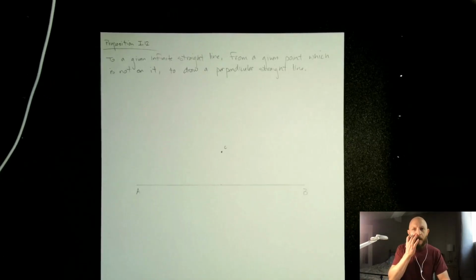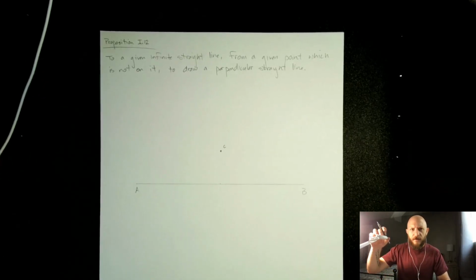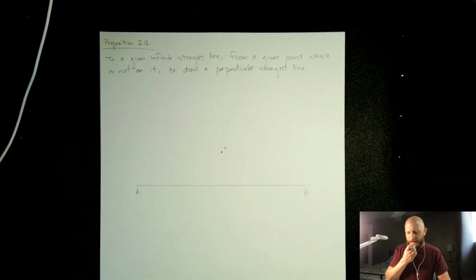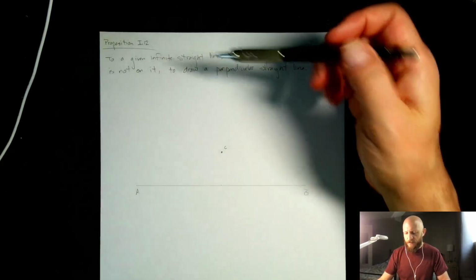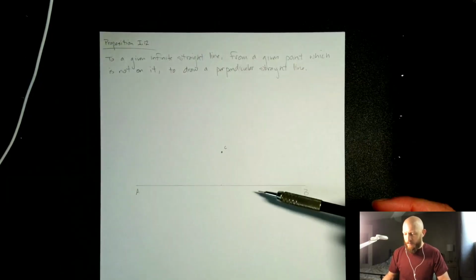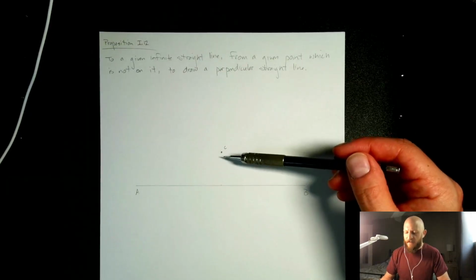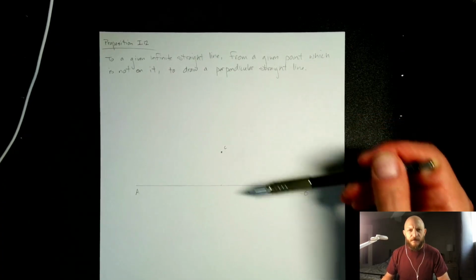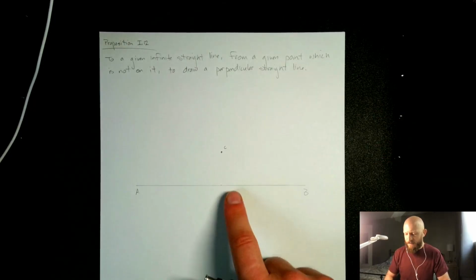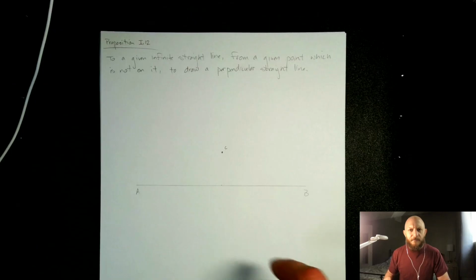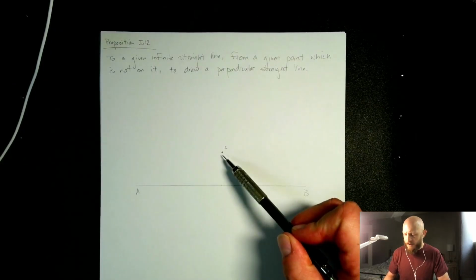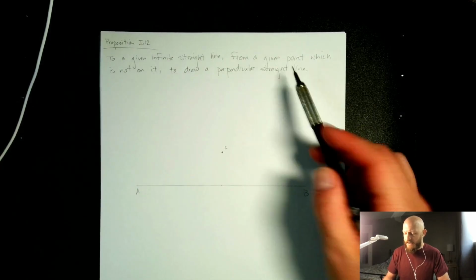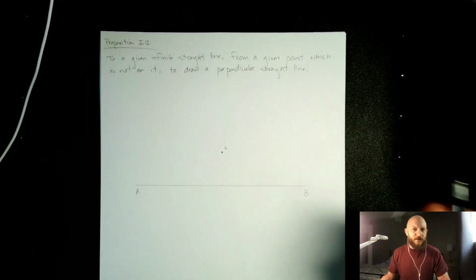All right. Let's see. So Proposition 12 says it's another construction proof. The goal is, given an infinite straight line and a given point which is not on that line, to draw a perpendicular straight line through that point. So here's my infinite straight line, AB, and then my point C that's not on AB. And what I want to do is draw a line that passes through C and is perpendicular to AB.